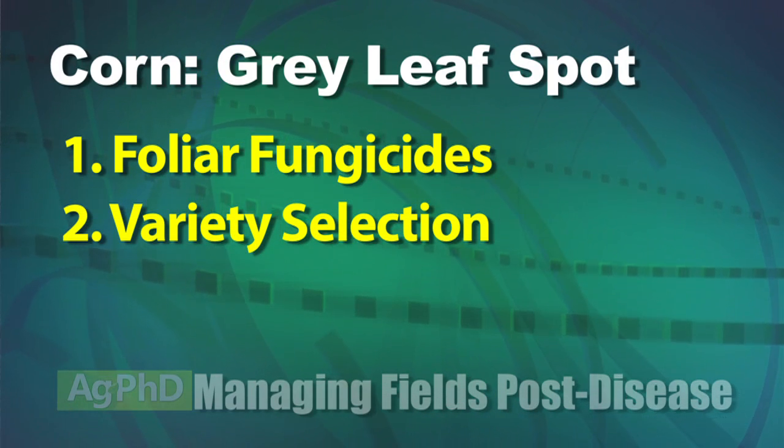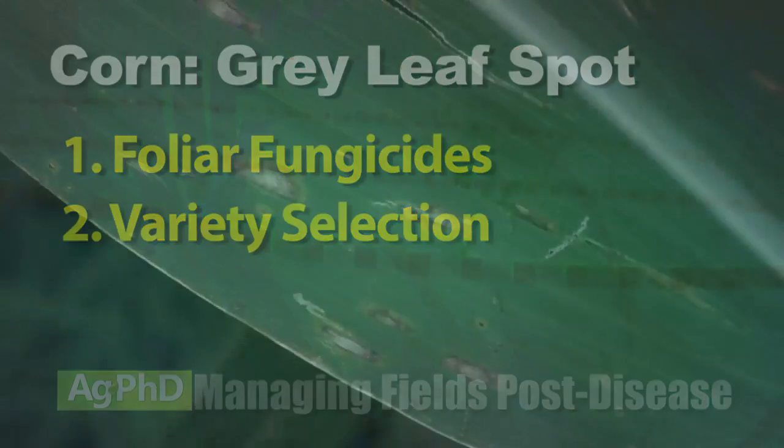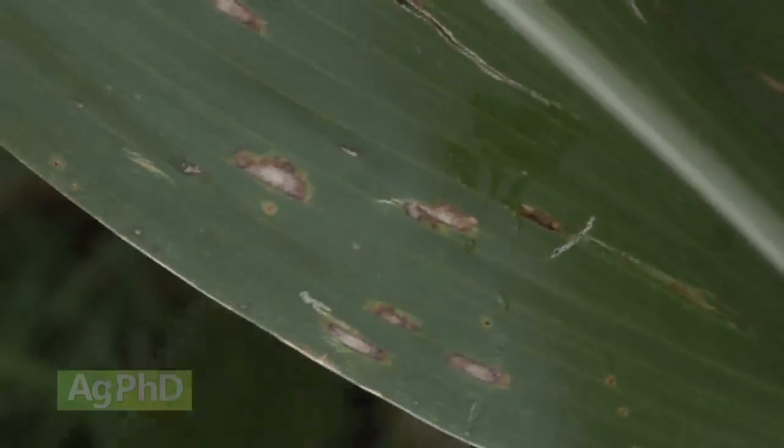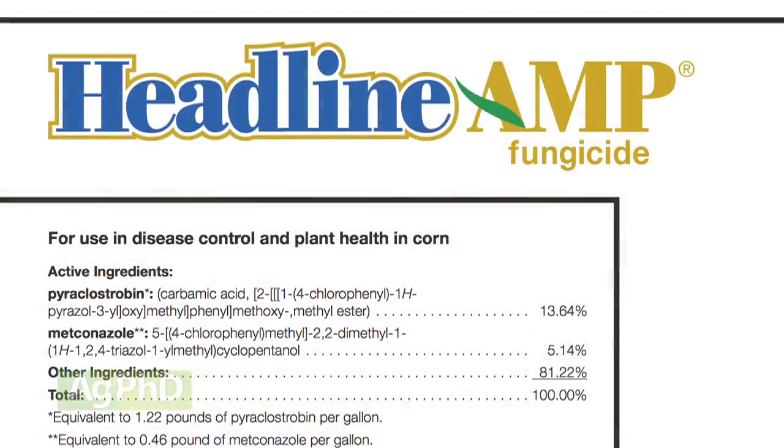Yeah, but it's just like some of these other diseases that are starting to become tolerant to the strobilurin family. So eye spot, northern corn leaf blight, some of those diseases can all be controlled with a foliar fungicide, but our best advice is use a combination product.